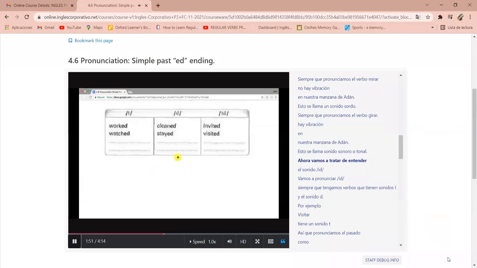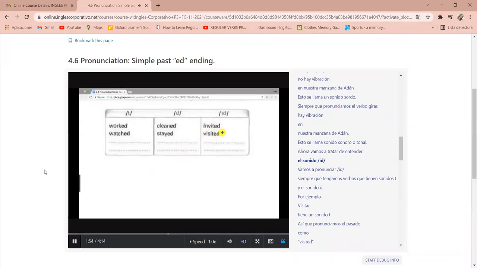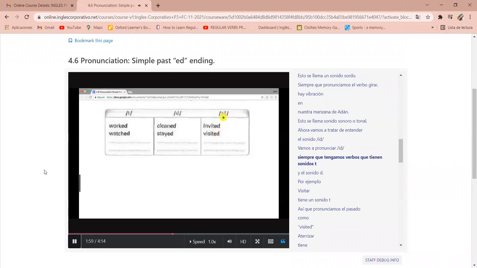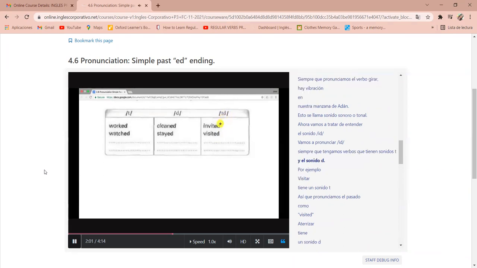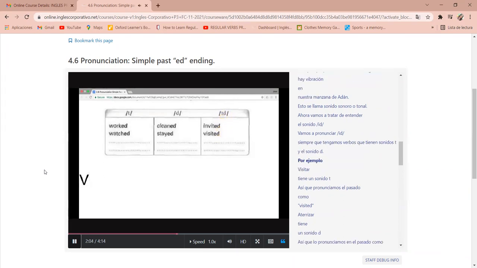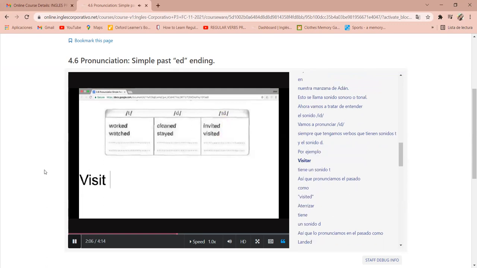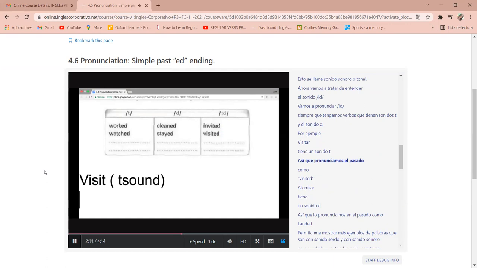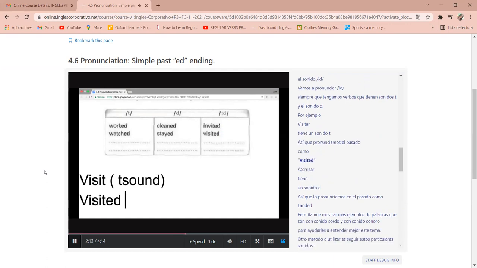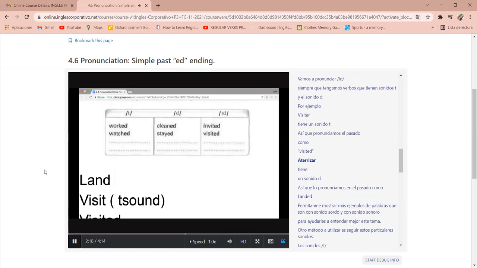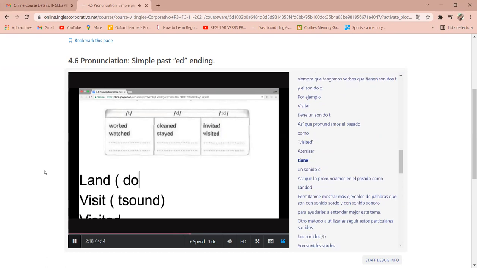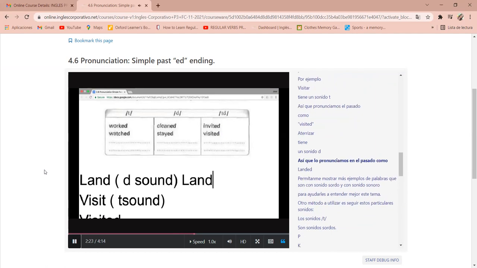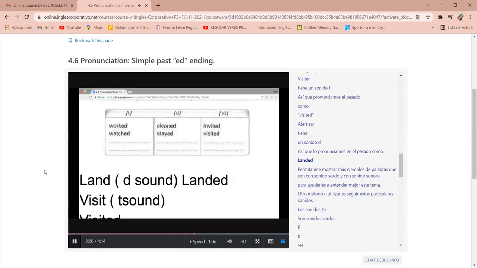Now let's try to understand the id sound. We will pronounce it whenever we have verbs that have a T and a D sound. For example, visit has a T sound. So we pronounce the past as visited. Land has D sound. So we pronounce the past as landed.